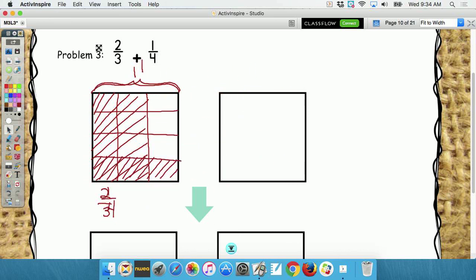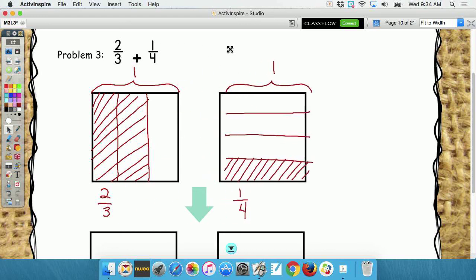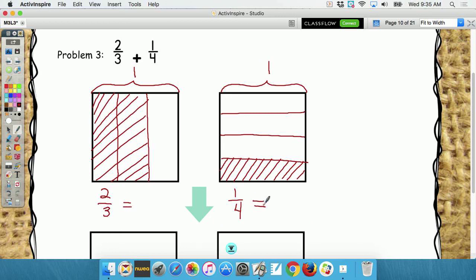Now, when I combine my lines, it gives me a new denominator. Well, it finally worked. So, what's the easiest way to find your new denominator? Multiply. 3 times. So, how many equal parts will I have once I combine my lines? 12. Okay, so here I go. 3/12. Okay, just a minute.